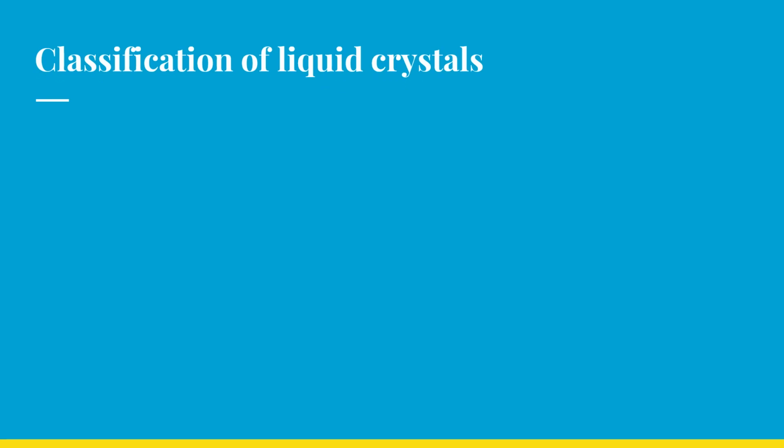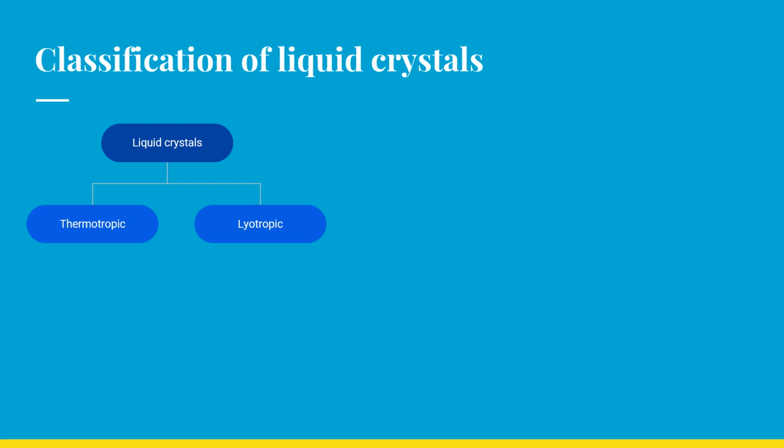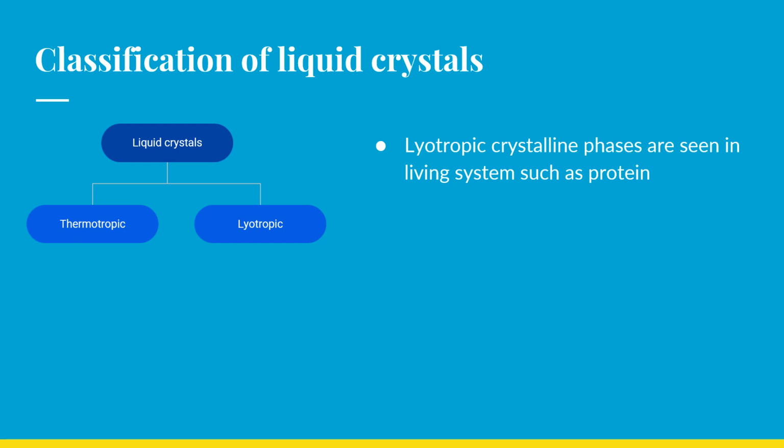The classification of liquid crystals is done into two, namely the thermotropic and lyotropic. Lyotropic crystalline phases are seen in living systems such as proteins, whereas the thermotropic phases occur in a certain temperature range. Thermotropic indicates that the system is temperature dependent and lyotropic indicates that the system is concentration dependent.